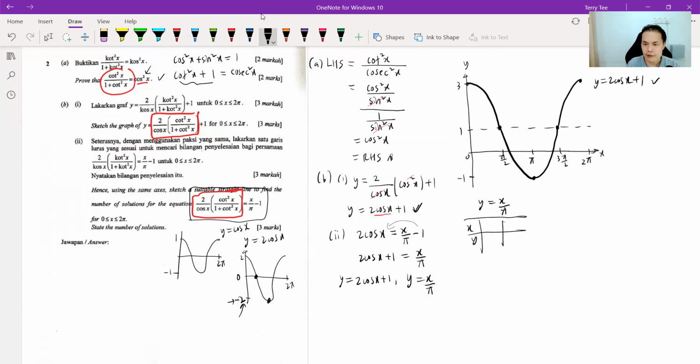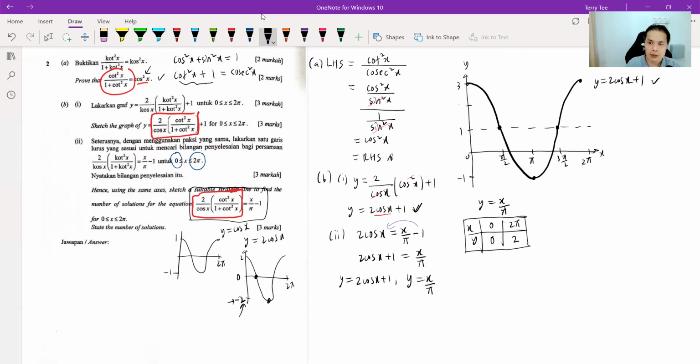Now, when you use the table of values, we always use the smallest and the largest value of x given here. In this case, 0 and 2 pi. So I'm going to put 0 here, and 2 pi here. As I substitute 0, my y is also 0. As I substitute 2 pi, my y is now 2.